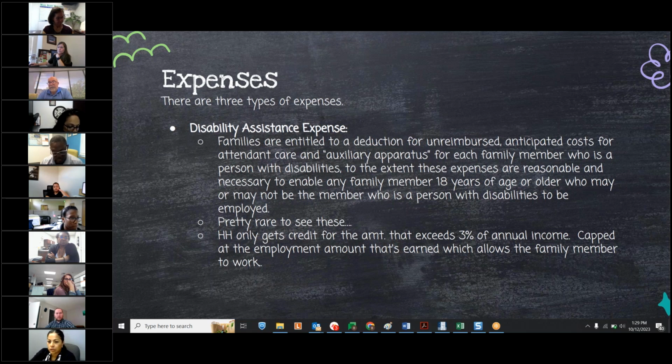Now I would only get credit for the amount that exceeds 3% of annual income. So we look at the total amount of income I have, we would calculate 3% of that, and then the amount of my expenses that exceed that 3% would be listed as a deduction. It would also be capped at the amount that I earn. So I can't pay $15,000 a year, but only earn 10. My deduction would be capped at 10. My expense would be capped at 10.